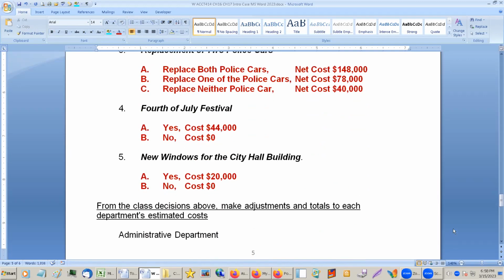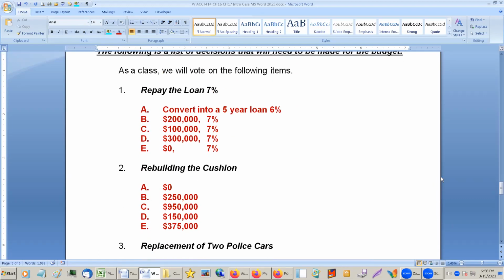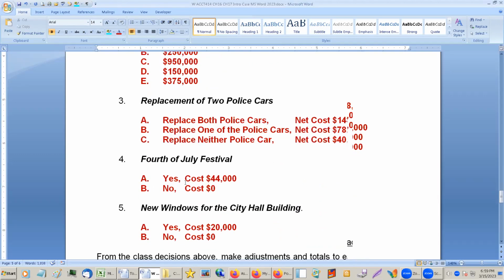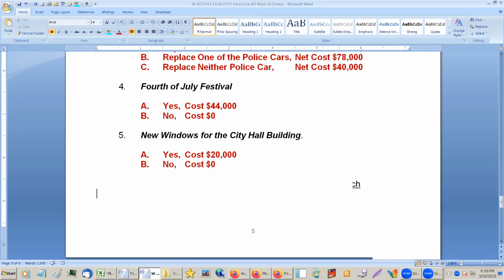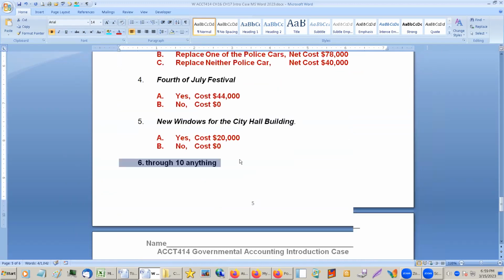Okay, we've got stuff to vote on here, so let's go ahead and take a vote, and then we'll take a break and come back and look at it. Vote on 1 through 5. Whatever you put in for 6 through 10 doesn't really matter; you can put anything in. It's going to have you fill those in before you send the poll in. Okay, so let me zoom out of here so we can see all of it.